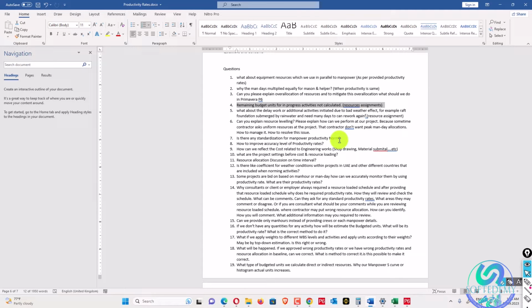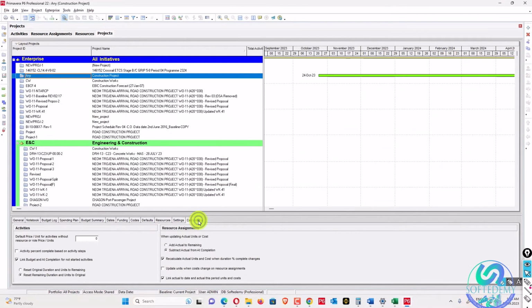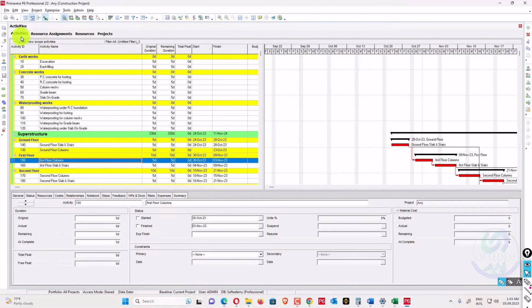So if you do that, the remaining budget units issue will not appear, because remaining budget units will be calculated on the basis of deducting your actual from your at completion. Because there is an option, you can see here in the projects, in the setting, in calculation there is an option for how you calculate your remaining units. This is the remaining units. So it just subtracts actual from at completion, so it will calculate your remaining. So by subtracting from at completion, remaining units will be calculated. So whenever you update your unit percent complete, it will be automatically updated.